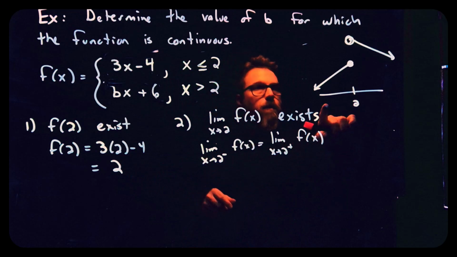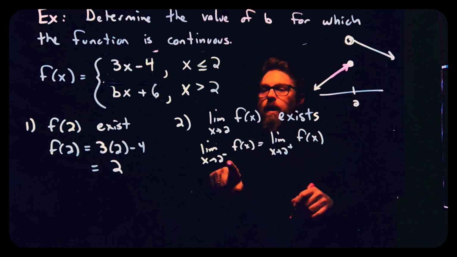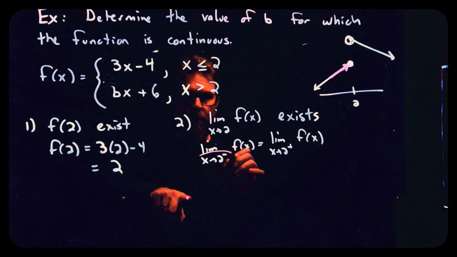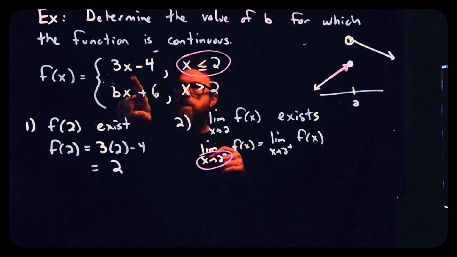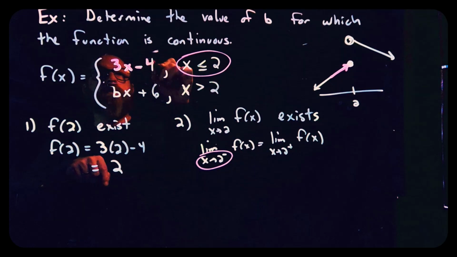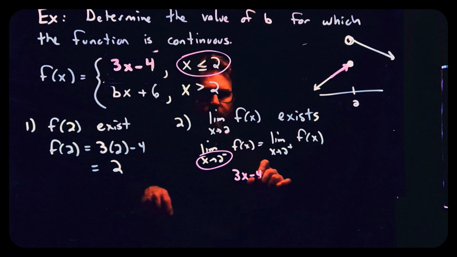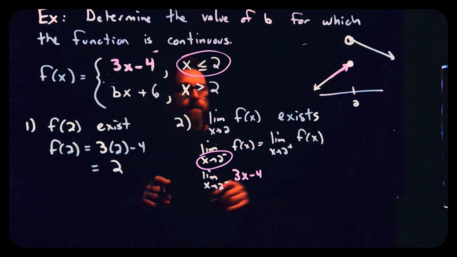For here, if I'm approaching 2 from the negative side, what I know is that this is going to be below 2. So x approaching 2 from the negative side means that I am in that interval, which means I'm going to have to use this 3x minus 4. So this f of x is going to be equal to 3x minus 4. So this is going to be the limit as x approaches 2 from the negative side of that.